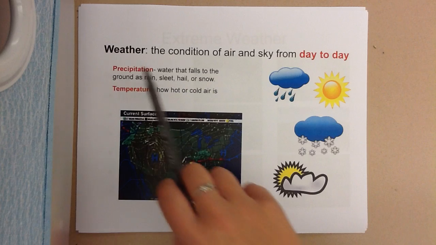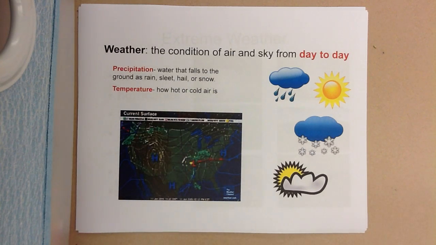Every day when you look out the window, what is the sky doing? And we measure weather in two different ways. Precipitation is the first. Precipitation is the word we use for anything that falls from the sky that's water, whether it's frozen or not. So it could be rain, sleet, hail, or snow. That's all called precipitation. And then we also measure weather by temperature, how hot or cold the air is. So in the summertime, the air tends to be warmer. In the wintertime, the air tends to be cooler, and that's temperature. So that's what weather is.